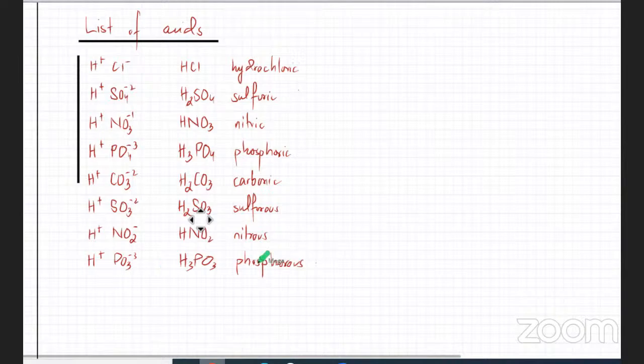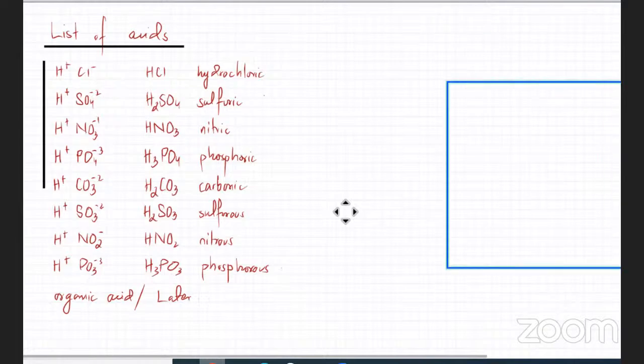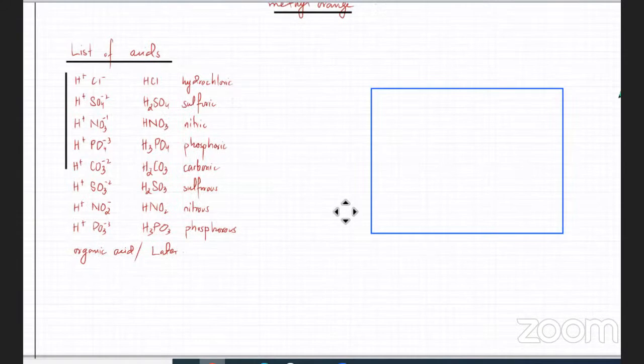I guess that's it. And there are a bunch of organic acids, and these organic acids are going to be done later on. So at the moment, we're not going to discuss organic acids. So this is what all acids will do. All acids, according to the definition, produce H+ ions. So if you take an acid and you stir it in water, they dissociate.